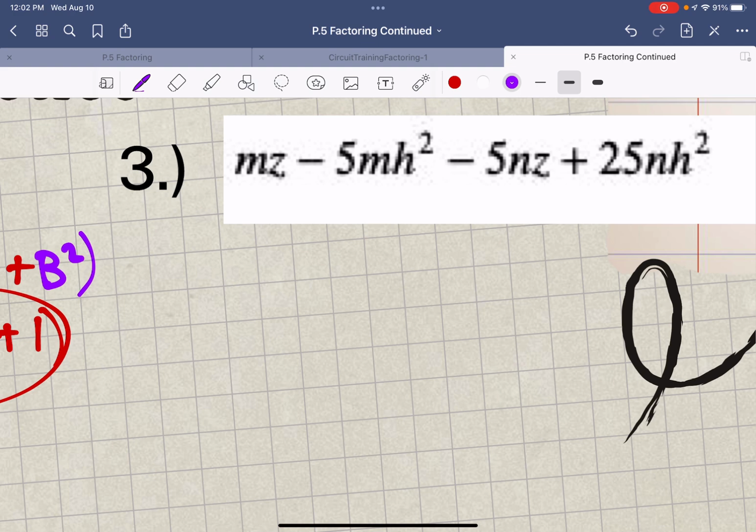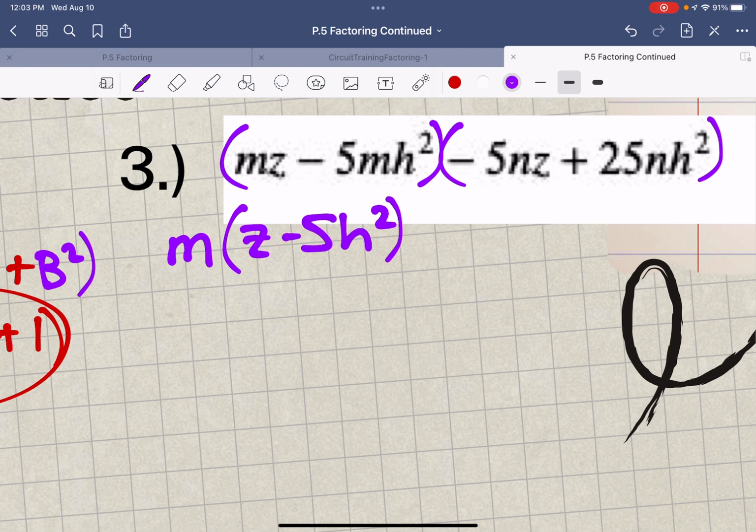What about a letter? The first 2 have M's, but the second 2 don't, okay? They don't all have Z's. They don't all have N's. I don't think it has a GCF. All right, so then I say how many terms? 4. All right, I'm factoring by grouping. So I'm grouping the first 2, I'm grouping the second 2, and I'm doing GCF. So in this case, there's no number GCF, but I do see that they both have an M. So it leaves me with Z minus 5H squared.